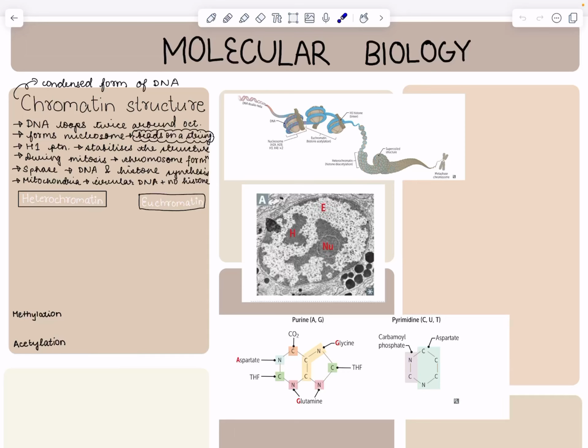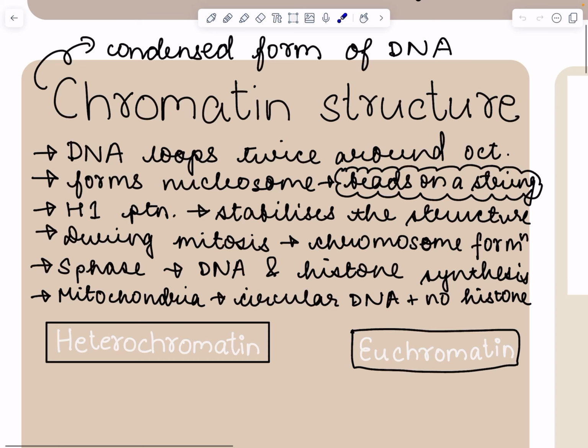Molecular biology. First, we'll look at the chromatin structure. So, what is chromatin? Chromatin is the condensed form of DNA. We know that DNA is a very, very long structure, and the nucleus is a very small structure. So this DNA has to fit into this little nucleus. That would require its condensation.